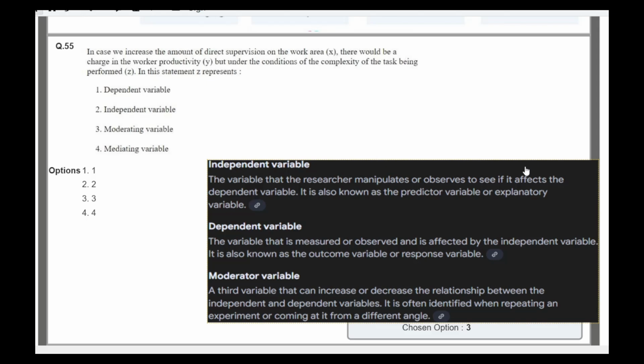Variables are very important for your paper one also. In paper one, questions are frequently asked from these different kinds of variables. So please go through them in these last days. These are very important topics which we are discussing here. So please go through these topics, and if you have not made any notes of them, please do make notes. Try to understand these terminologies, and it will be very helpful.